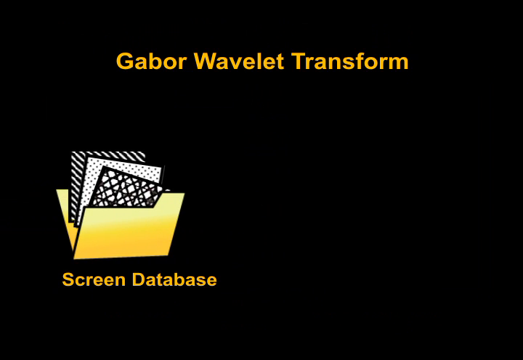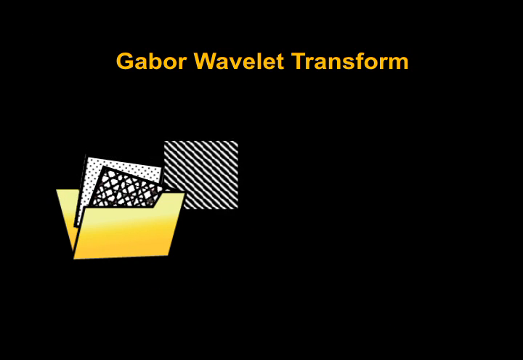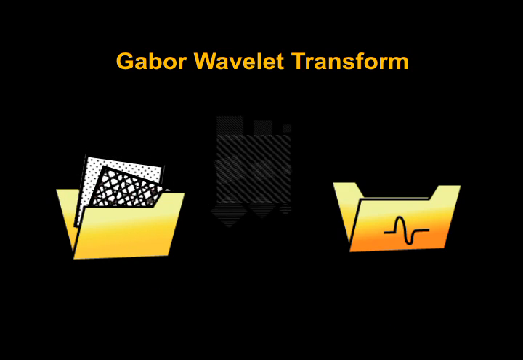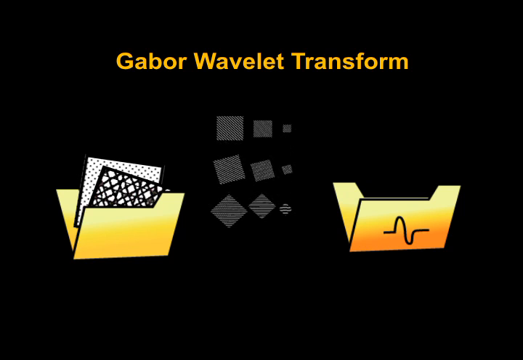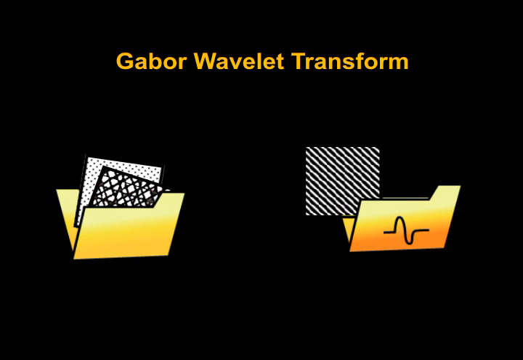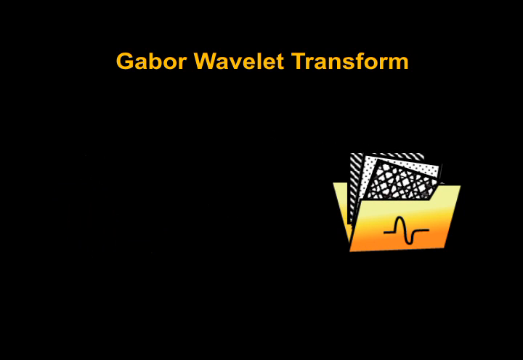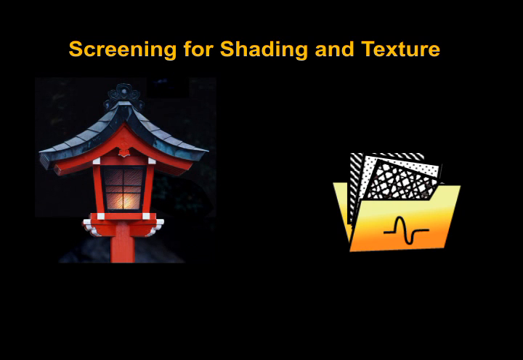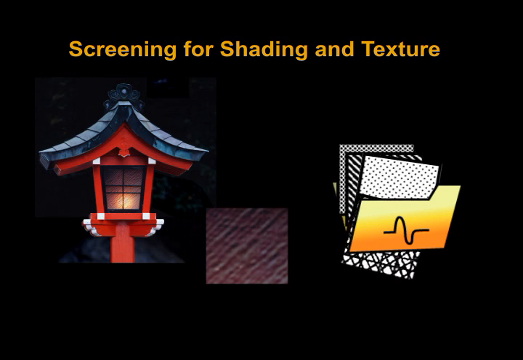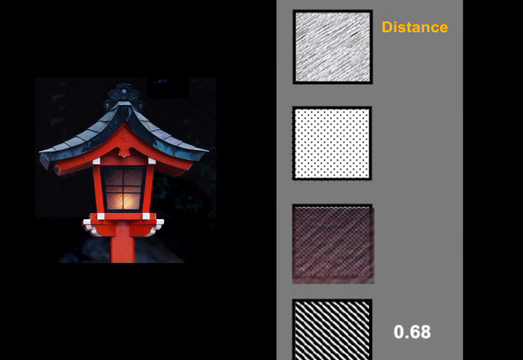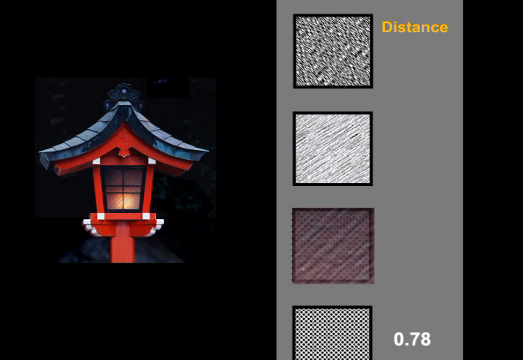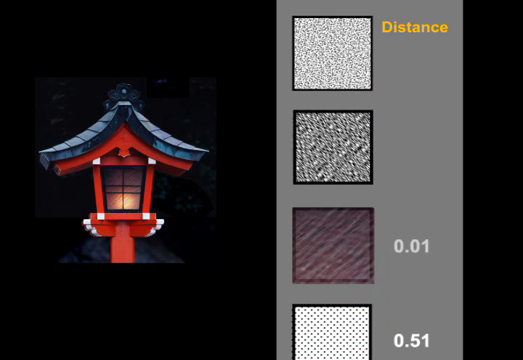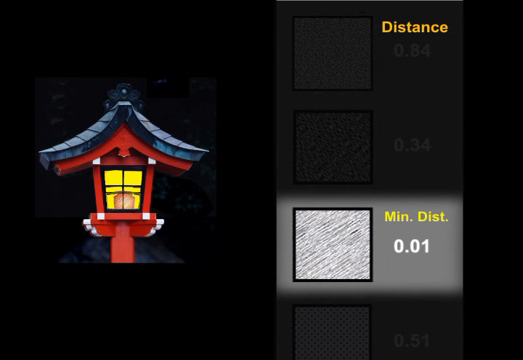For each screen in the database, feature vector in the Gabor wavelet domain is computed. This feature vector captures both the texture and intensity signals in multiple scales and orientations. A representative feature of each segment is computed. The distance is measured between the feature vectors of the target region and a candidate screen. The screen with minimal distance is selected.